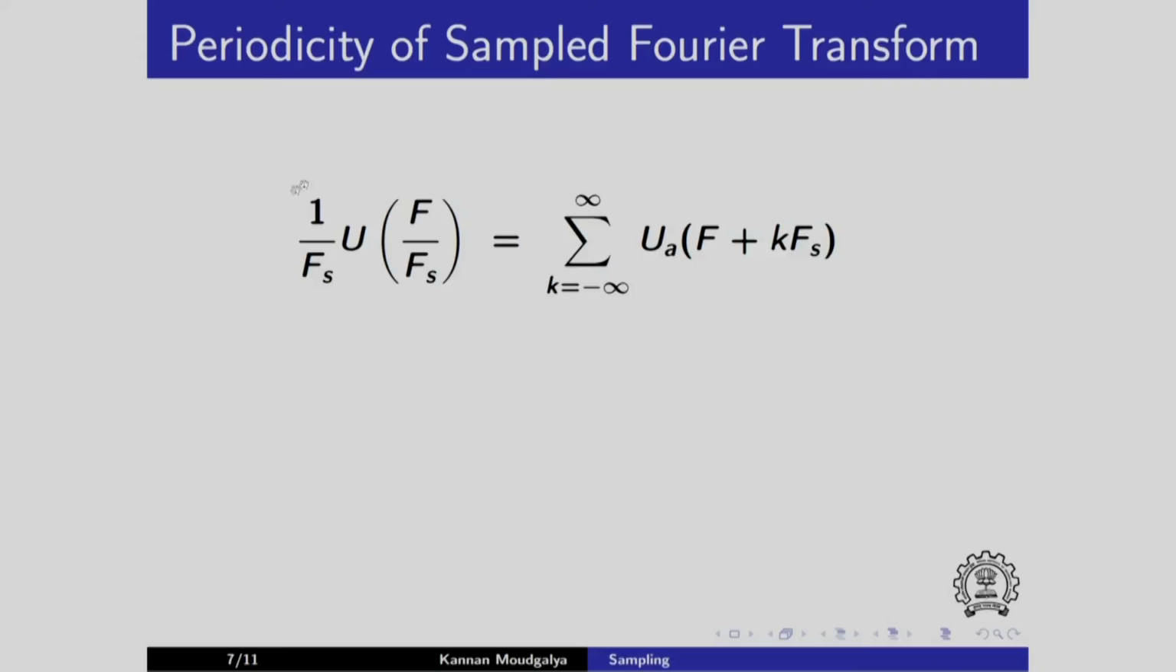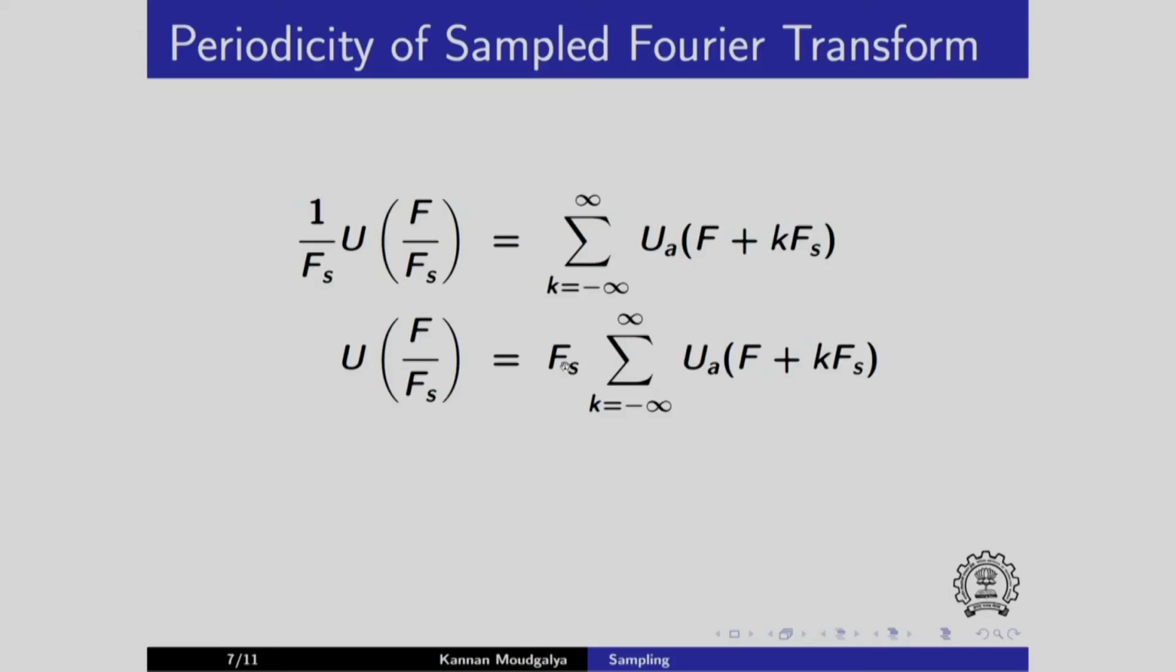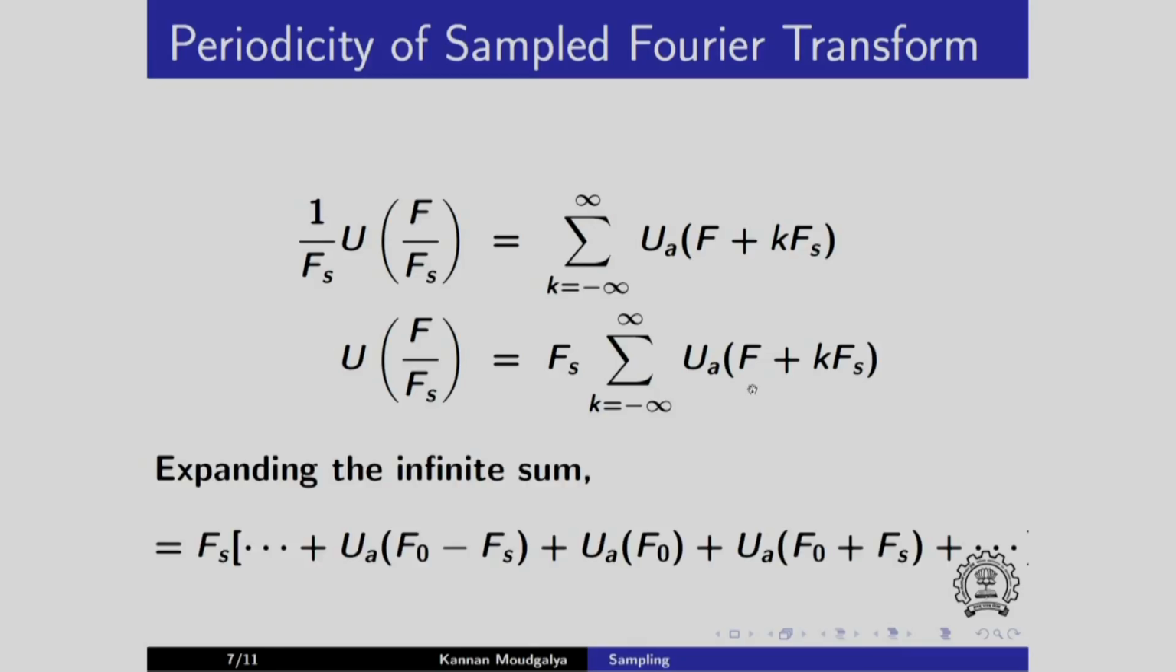What I have on the left hand side has come from discrete time, what I have on the right hand side has come from analog or continuous time. When I cross multiply, this fs comes here. Now I expand this, so I get this expression: fs into the sum of an infinite number of terms, u_a of f0, u_a of f0 plus fs, and so on and so forth. This is the value I will get if I substitute f equals f naught here.